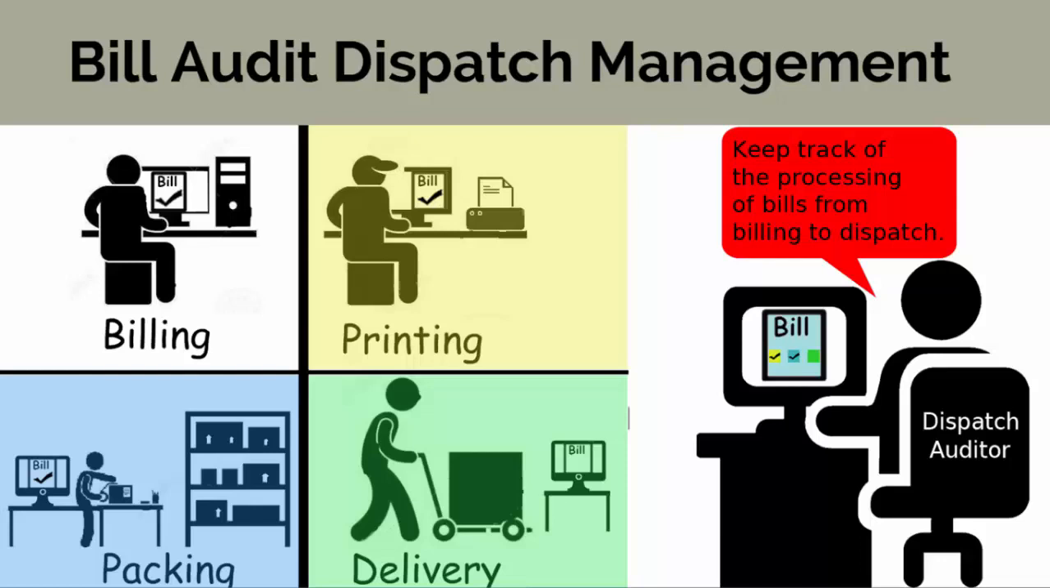Similarly, bill audit dispatch management includes 3 steps: printing, packing and delivery. So through bill audit you can track the status of your bill, that is, till what stage your delivery has been completed. As the printing user prints the bill, that bill will turn yellow in the bill audit window. Then as the packing user completes packing of the bill, he will update it in the software and that bill will turn blue. Similarly, as the delivery user completes delivery, he will update it in the software and then that bill will turn green.